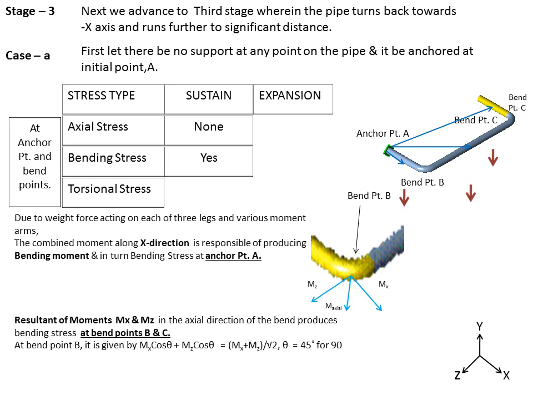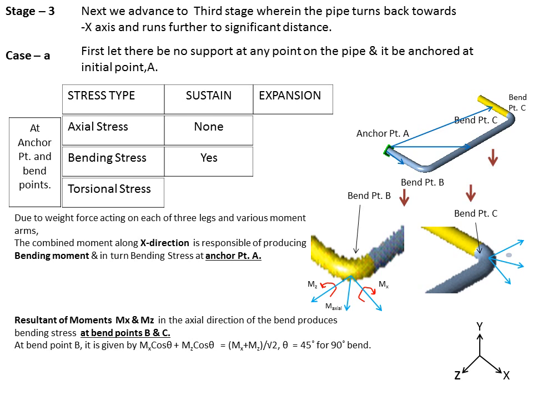At bend point B, it is given by the relation Mx cos theta plus Mz cos theta, which is the component of the x direction moment and the z direction moment, the direction along which the pipe runs. It's the resultant of these x and z direction moments in the axial direction of the bend, and it can be obtained from the relation Mx cos theta plus Mz cos theta, which can be written as (Mx plus Mz) divided by root 2, as theta here is 45 degrees for a 90-degree bend. So this is Mz, and then we have Mx, and the resultant of these two in the axial direction of the bend gives the bending stress when it's divided by the section modulus of the pipe and multiplied by the stress intensification factor.